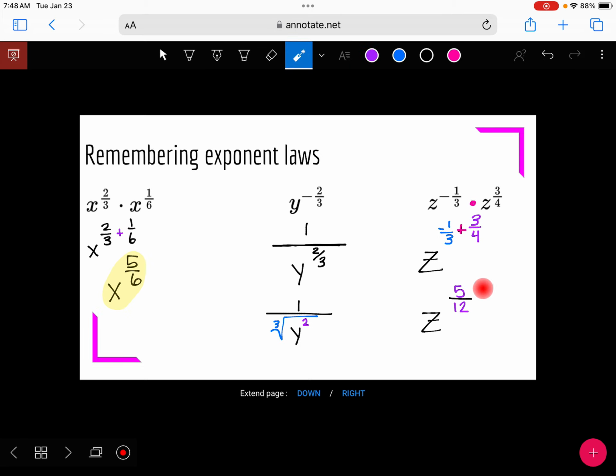We're not often going to deal with anything this big, nor are we going to deal with a ton of operations in the exponents. But it's important for us to remember those exponent laws because they will come up every now and then. Okay?